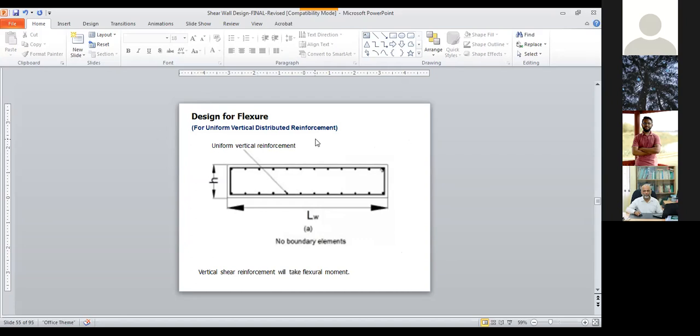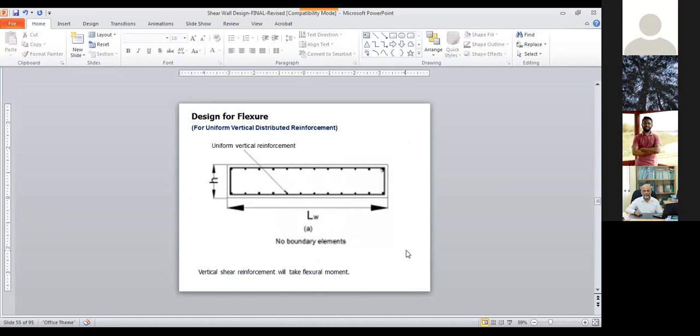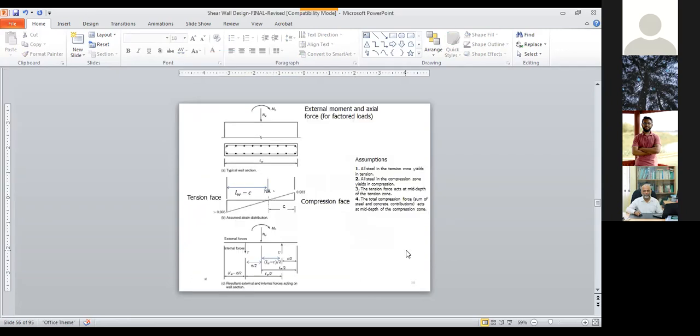Designed for flexure, we can have uniform vertical reinforcement without boundary elements. Of course, if the moment is less, we can use this kind of section. This vertical shear reinforcement will take the flexural moment. This will give you some flexural moment resistance. And how do we do it?